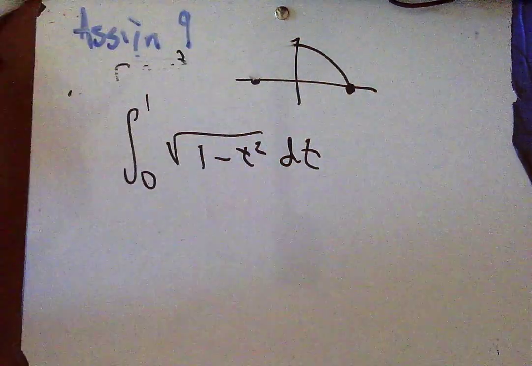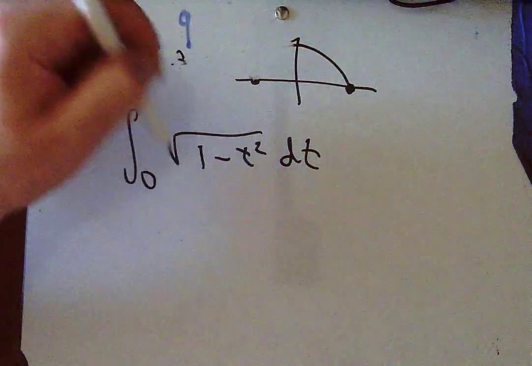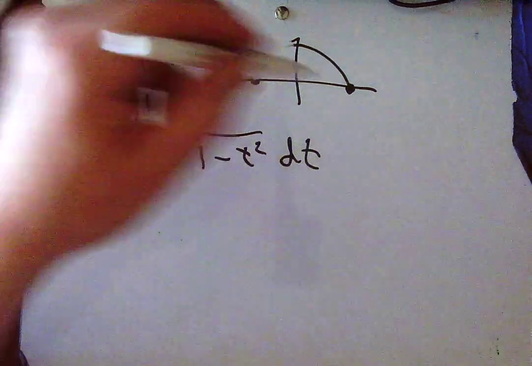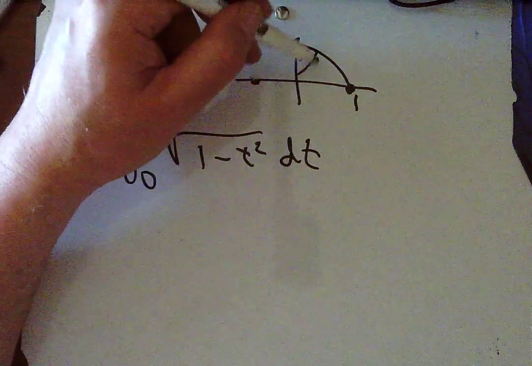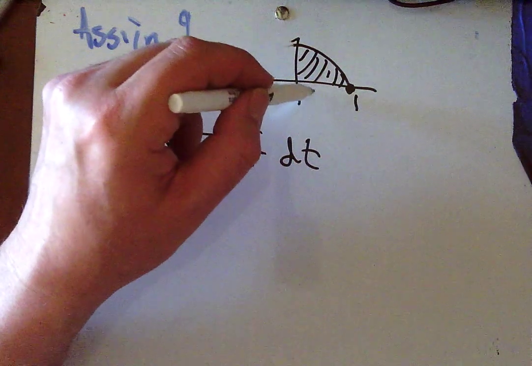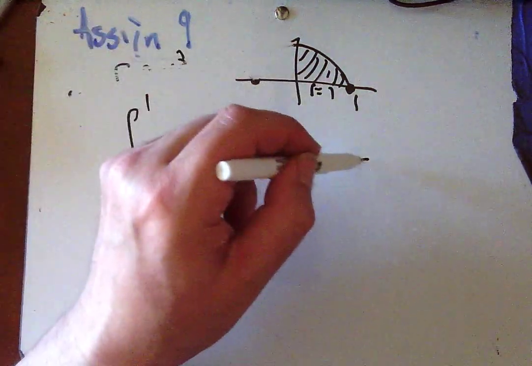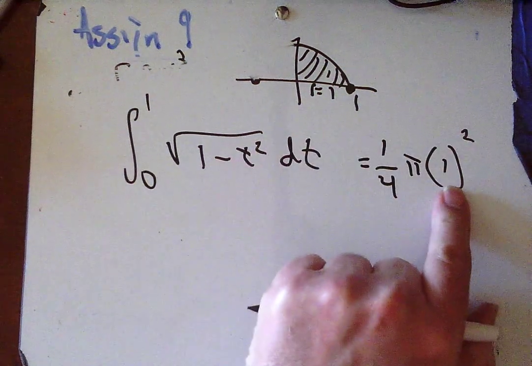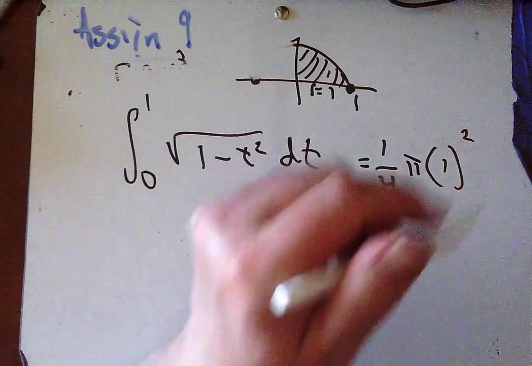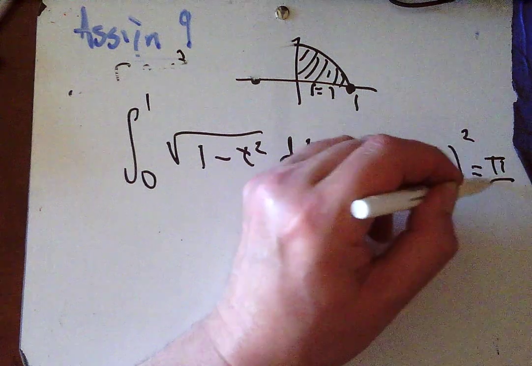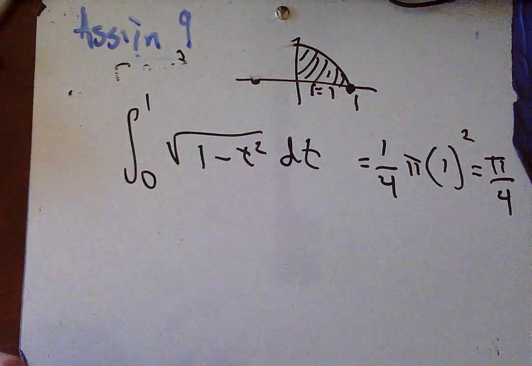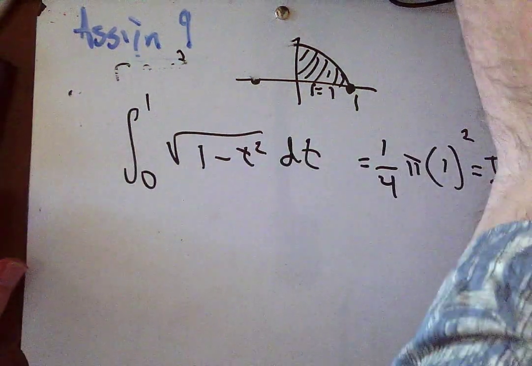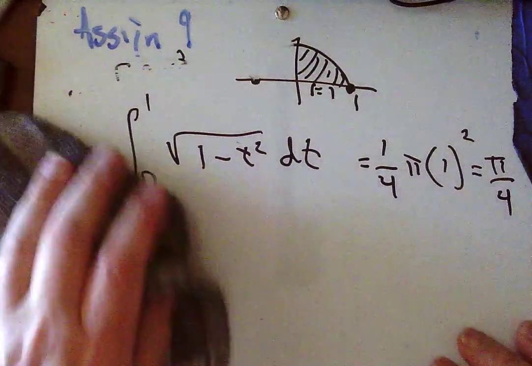as a quarter circle. This is the equation of a semicircle, but we're only looking from 0 to 1. So we're looking for a quarter of a circle. The circle has a radius of 1. So 1/4 pi 1 squared. Pi r squared is the area of the circle, and we only want a quarter of it. And so my integral is pi over 4. And yes, you do need to still know how to do that.